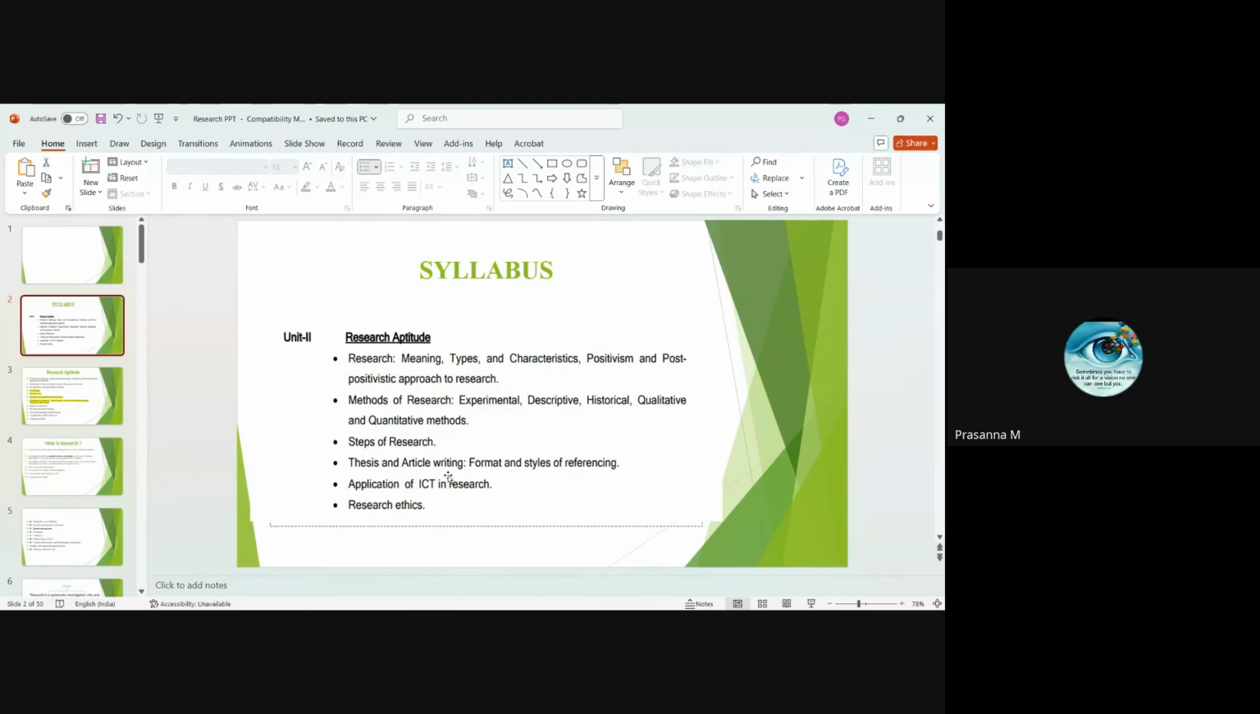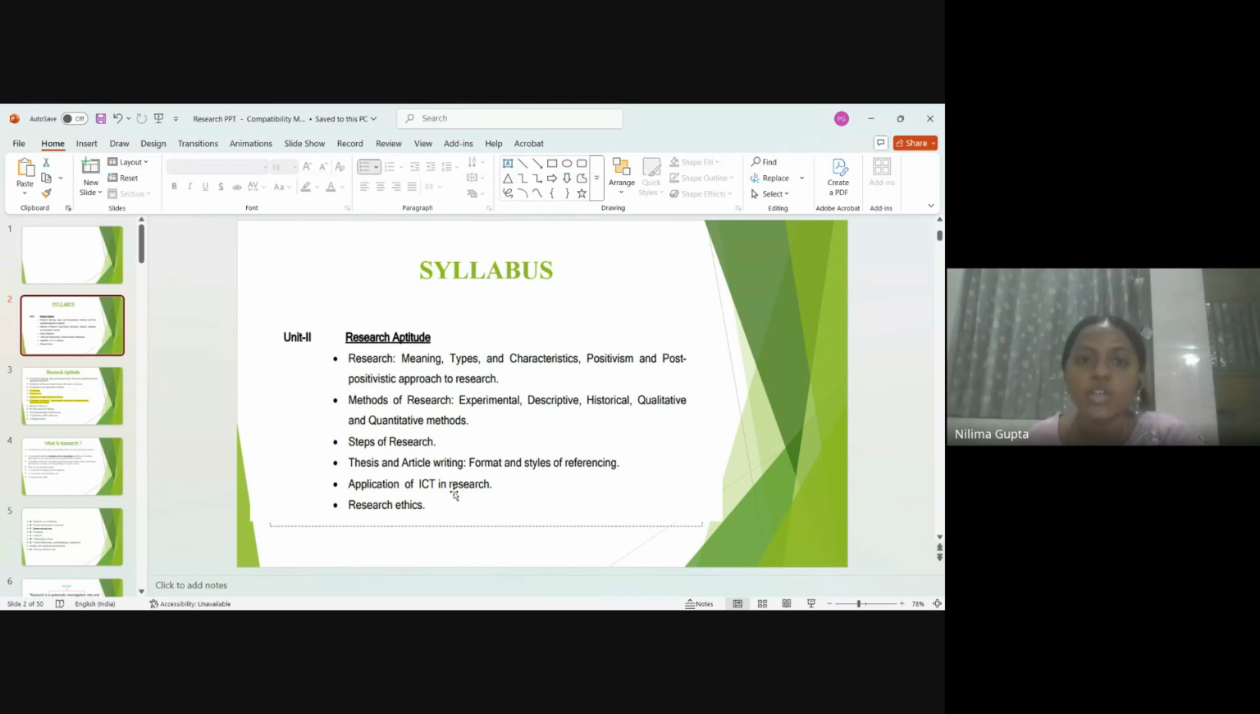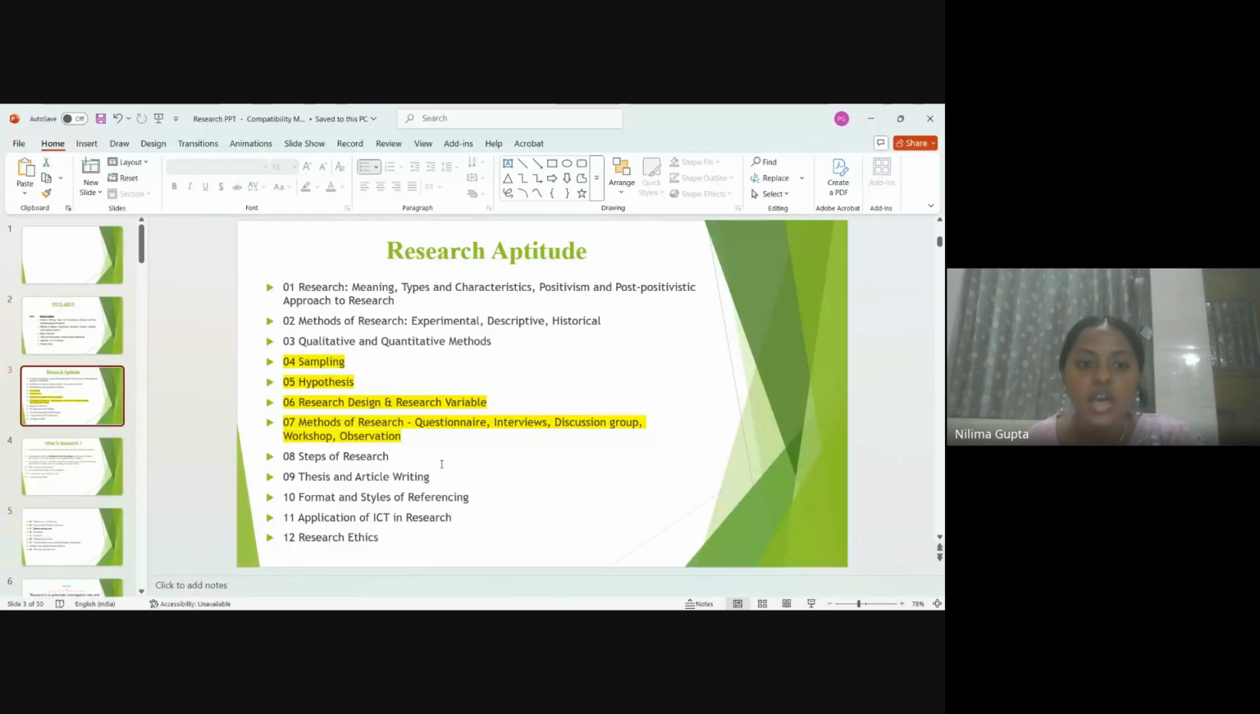So then we have thesis, article writing, and how we give referencing. There are various ways of doing referencing. Then how do we use current applications, ICT in research, and research ethics? This is the syllabus available on the UGC website, but there is much more depth inside this syllabus. We will also be talking about sampling, hypothesis, research design, and research variables.